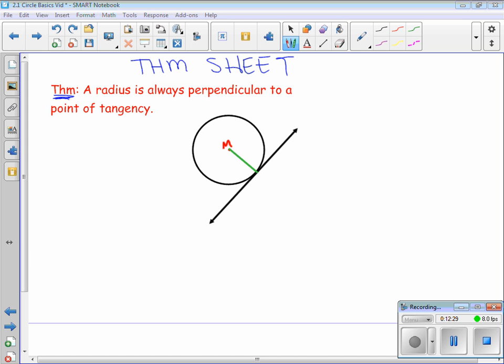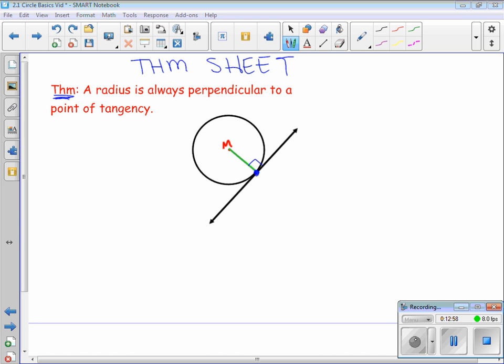So this very first one that I want you to put down is a theorem, and it's a radius is always perpendicular to a point of tangency. So you can see that blue dot there. That's the point of tangency. That's where the line meets the circle, point of tangency. And then we have a radius that comes down to the green line and meets at that point of tangency. This is what I know from that theorem, that forms a right angle because they're perpendicular. Lines that are perpendicular form right angles.